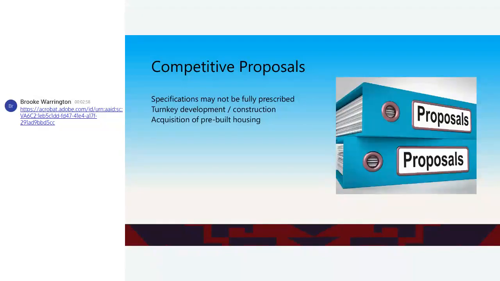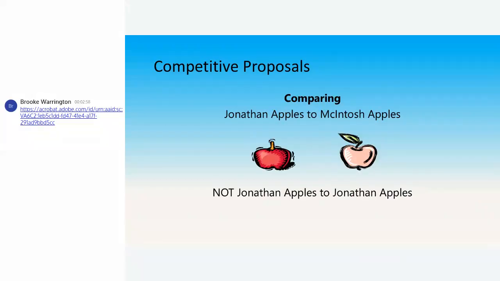With competitive proposals, your specifications might not be fully prescribed. Examples are turnkey development or construction, and the acquisition of pre-built housing. I described on day one what turnkey was. You're going to say, I want 10 three-bedroom units built upon this footprint that are 1,600 square feet. And that's what they bid on. And when they're done, they hand you the key. You don't have any further basic duties. They just hand it to you when it's done.